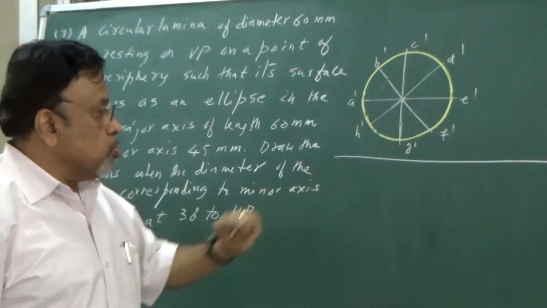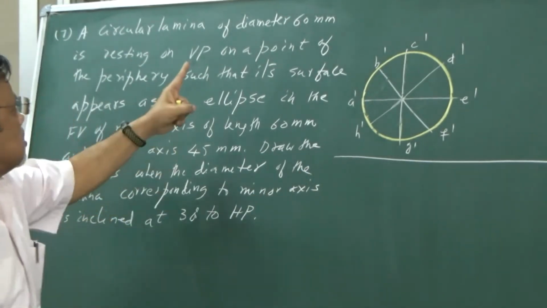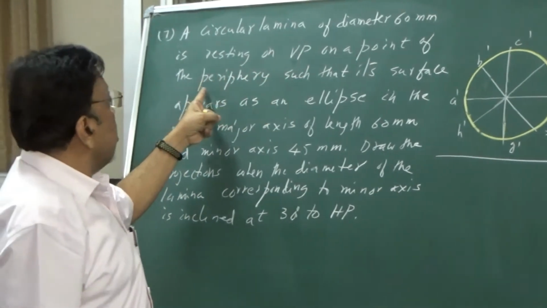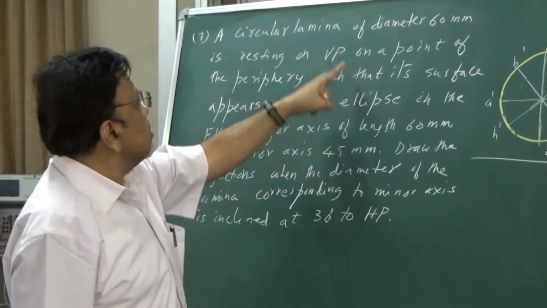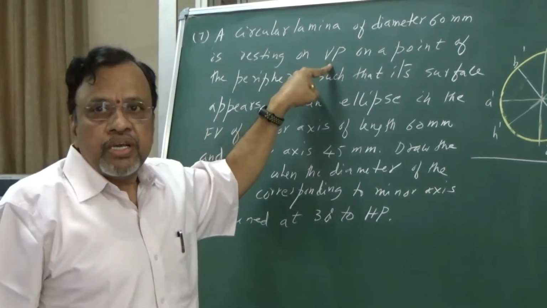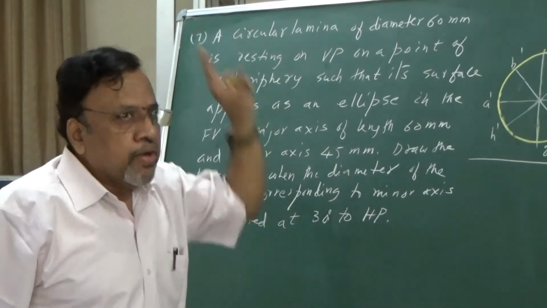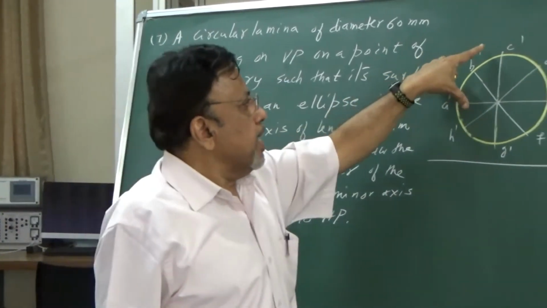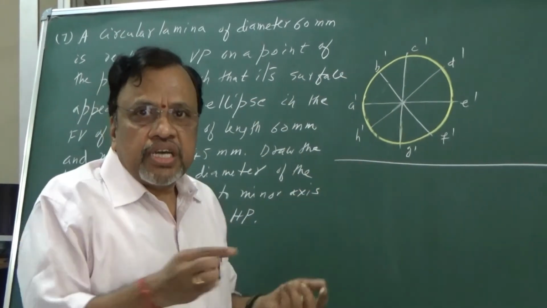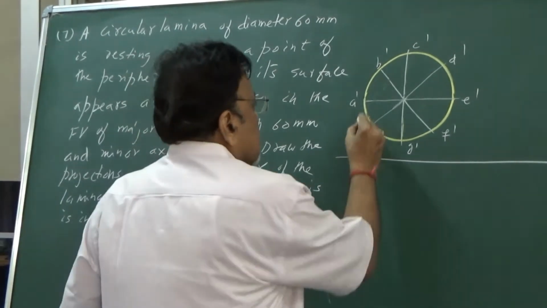I need to draw the correct top view. So where do you draw the top view? It is given that it is resting on VP. Since it is resting on VP, I will consider as usual that the entire lamina is on the XY line itself. Okay, so draw the projectors.